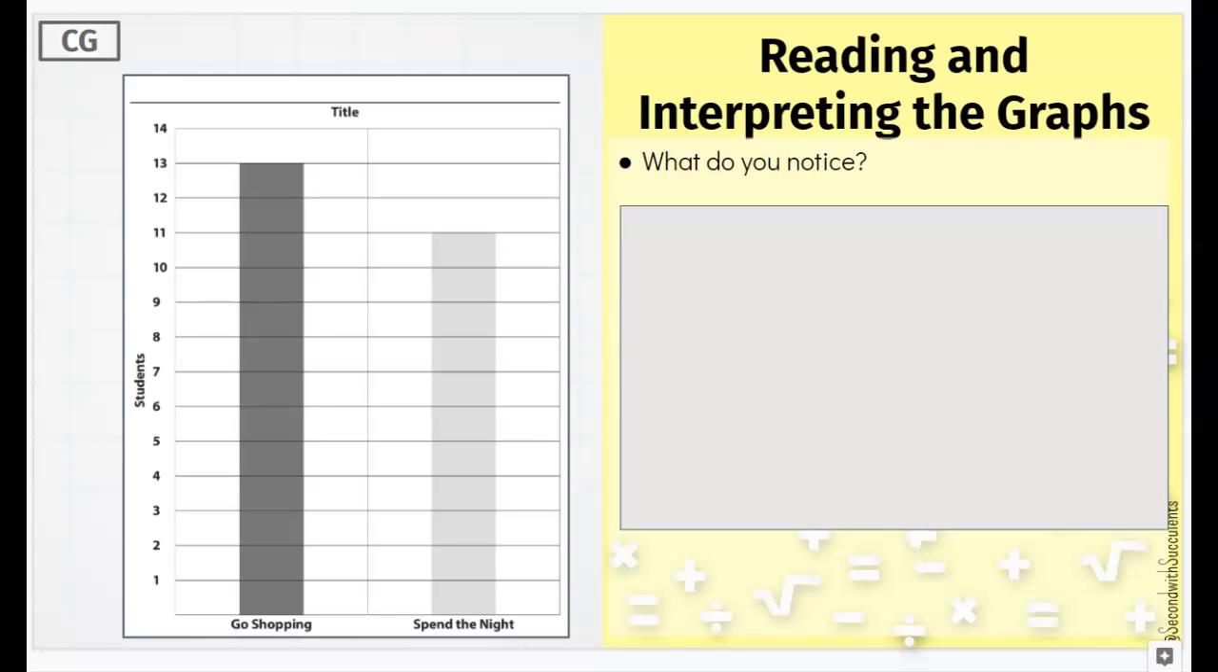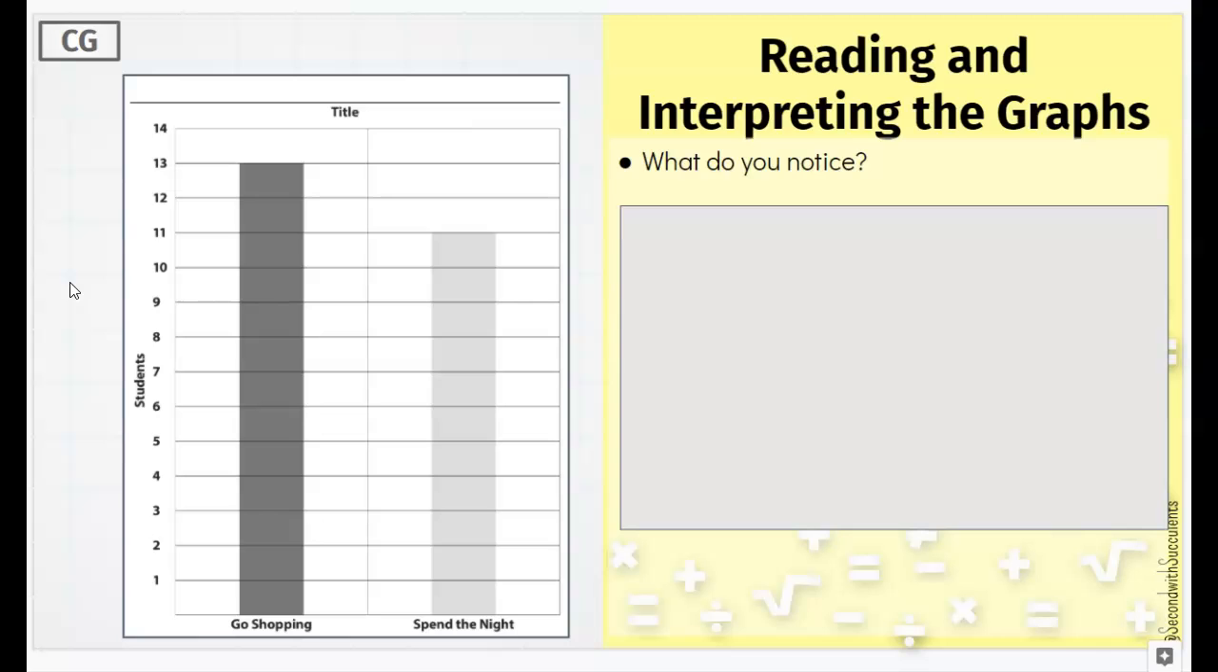Take a moment to look at this graph. I want you to think about some things you notice as you look. You may be noticing a few different things. You may have noticed that on this graph, we don't have any pictures like we did on our graph about cats and dogs. Instead, we have a darker gray bar going up to the number 13 and a lighter gray bar going up to the number 11.